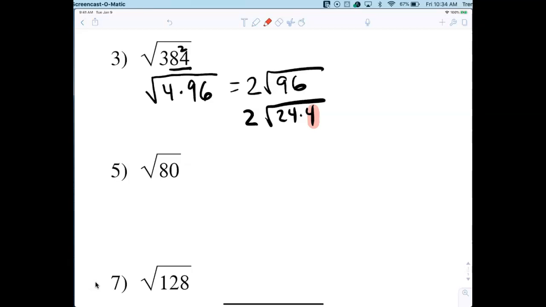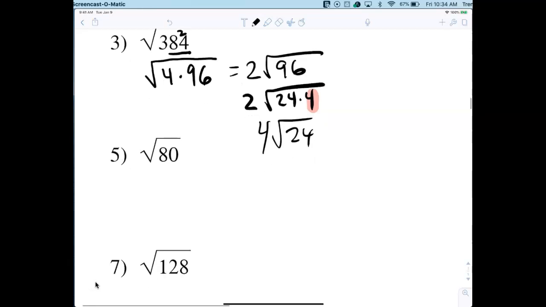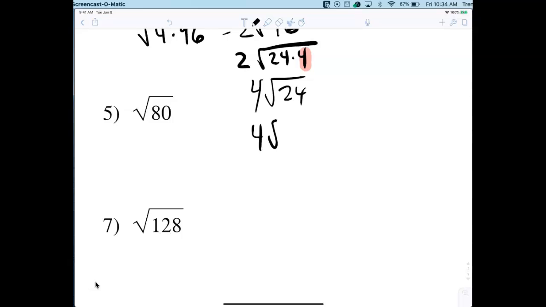So what is the square root of 4 again? Is there a 2 already on the outside? So you multiply those together. What do I get? 2 times 2 is 4, radical 24. However, look, 24 breaks down to what? 4 and 6. All right. So now 4 times 6. What's the square root of 4? 2 times 4. 8 radical 6.